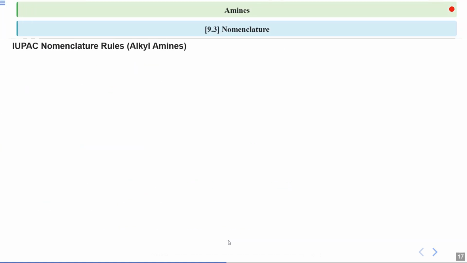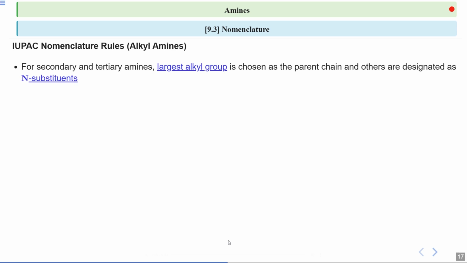Now we will look at the IUPAC nomenclature of alkyl amines. For secondary and tertiary amines, the largest alkyl group is chosen as the parent chain, and the remaining alkyl groups attached to the nitrogen are named as N substituents. Those directly attached to the nitrogen are named as N substituents. This means we use the letter N to show that these groups are directly attached to the nitrogen atom and not the main carbon chain.